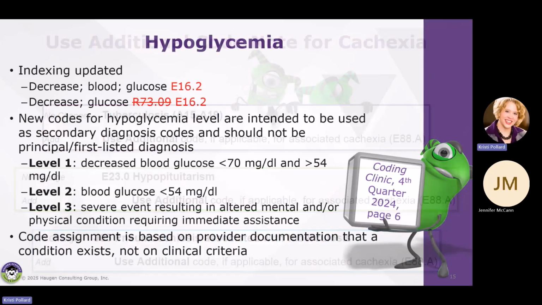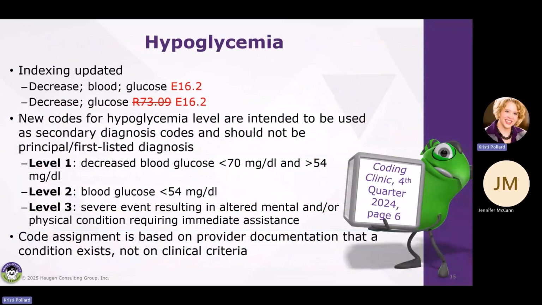There is an indexing update for hypoglycemia, and I suspect that this came about from the new hypoglycemia level codes that came up in October. The indexing was kind of messed up. If you looked up decreased blood glucose, there was no code next to that. It automatically has the hypoglycemia levels listed under that, and it looks like you only assign a code for the hypoglycemia level, but you don't assign code E16.2.